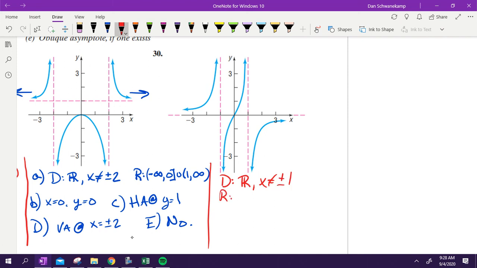My range is all real numbers, but show me the values that range cannot be. You can be them all. Good. Because we're going down from the bottom to the top. There's no stopping in that middle one, so the range is all real numbers. X intercepts. I'm sorry, just intercepts in general. Where do I have an X intercept? 0. When do I have a Y intercept? Great. Then I did vertical asymptotes at plus or minus 1. We already said that.